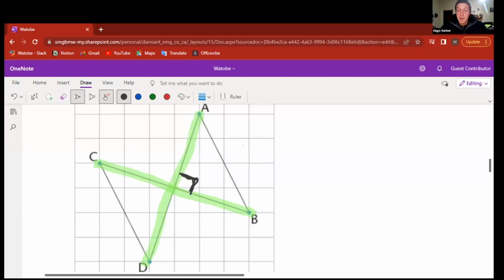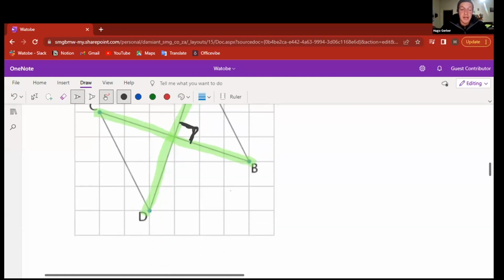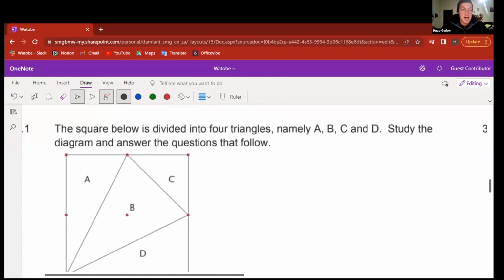I hope you understand. Perpendicular lines, I want you all to make sure you understand, is when lines cross each other at a 90-degree angle. So A and D is perpendicular to C and B. Okay, well done. Now let's scroll down.